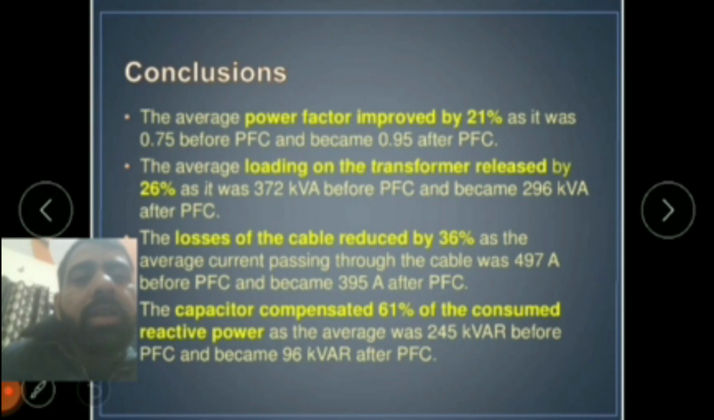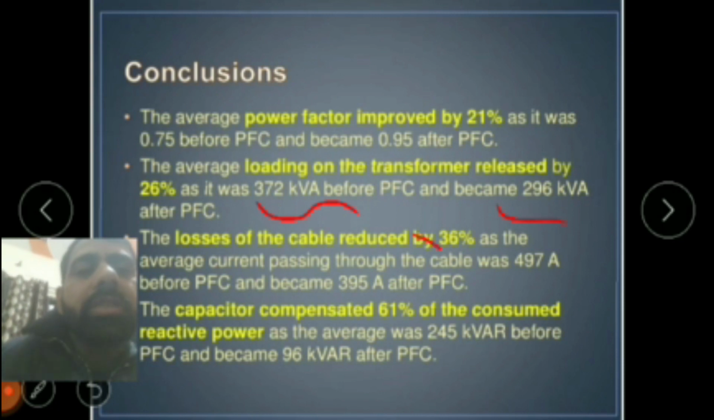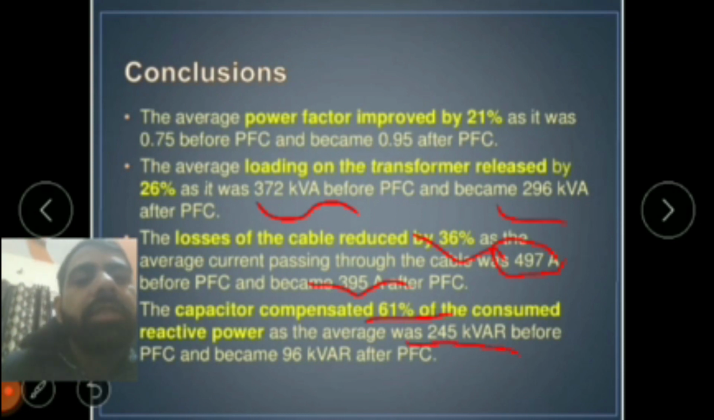So I make a conclusion: the average power factor improved by 21%, as it was 0.75 before the power factor correction and became 0.95 after. Average transformer loading released 26%; it was 372 kVA before PFC and 296 kVA after PFC. Losses of the cable are also reduced by 36%: current was 497 ampere before PFC, and after PFC it was 395 ampere. The capacitor compensated 61% of the consumed reactive power; the average was 245 kVAR, and it resulted in 96 kVAR after the PFC. So this was the impact after installing the power factor equipment.